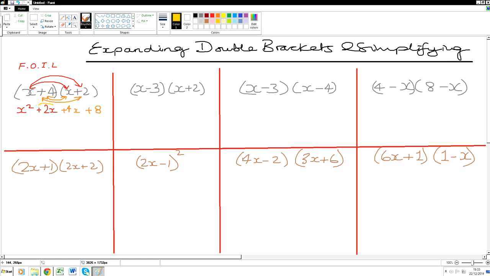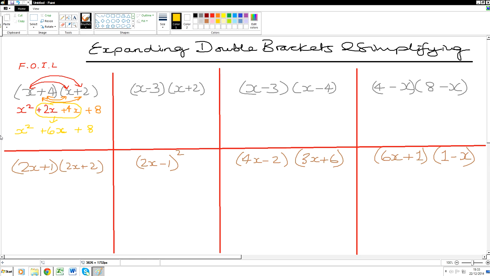We simplify the like terms, and the like terms are right here in the middle. So we copy down the x squared because that doesn't simplify with anything else. But the plus 2x and the plus 4x simplify to what? It's going to be 6x. Okay, thank you for telling me the answer after I wrote it down. So the final answer is x squared plus 6x plus 8. That's the way you multiply that out.